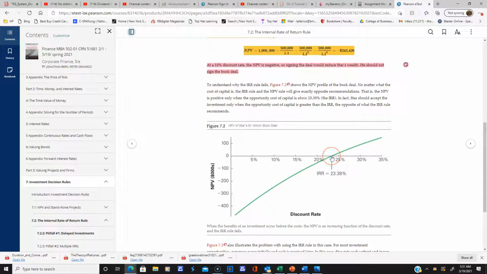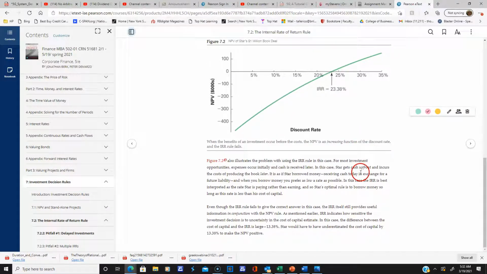So to the left of the internal rate of return, it should be obvious that you should not take the investment, okay? And you only have positive net present values when you're greater than the internal rate of return. Starr should accept the investment only when the opportunity cost of capital is greater than the internal rate of return. You see what it says here? So basically, that's the problem here.